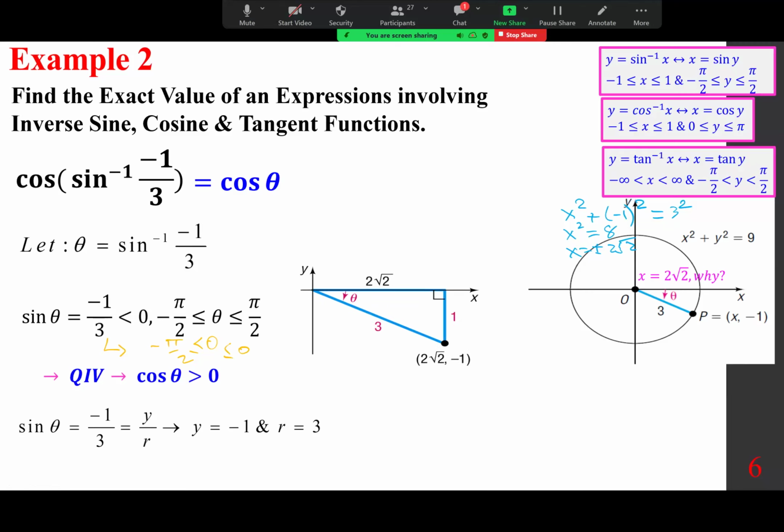So this is 1. This is 2 square root of 2. We're making it larger. And this is 3. Cosine is x over r, everybody. Cosine is x over r. So 2 square root of 2 over 3. X over r.